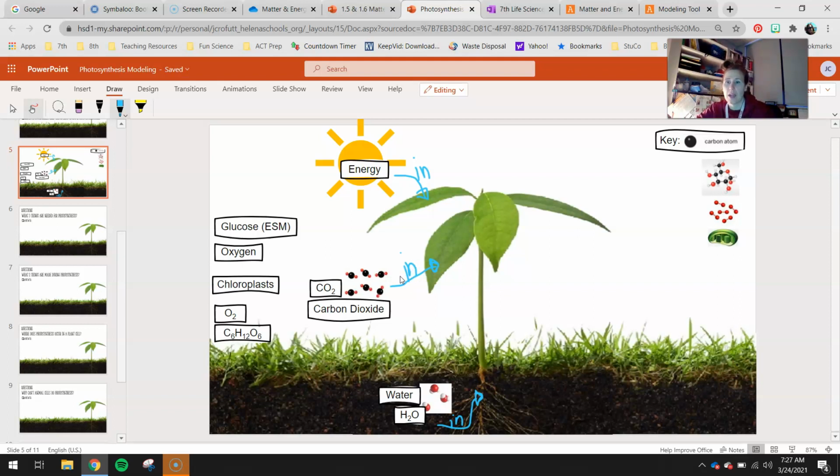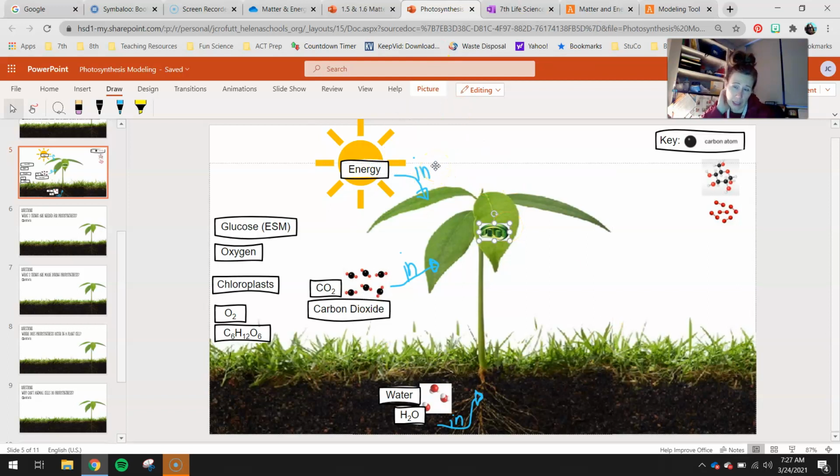All right, so let's talk about our outputs then. So then we use the energy from the sun, the carbon dioxide, and the water to complete photosynthesis. And we do this all in the chloroplasts of the cell. And we find these little chloroplasts in the leaves. Okay, chloroplasts are filled up with chlorophyll, and chlorophyll is what gives the plant the green color.